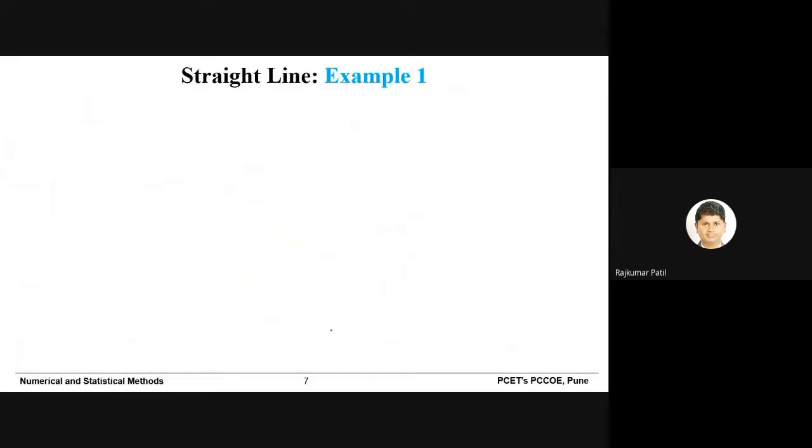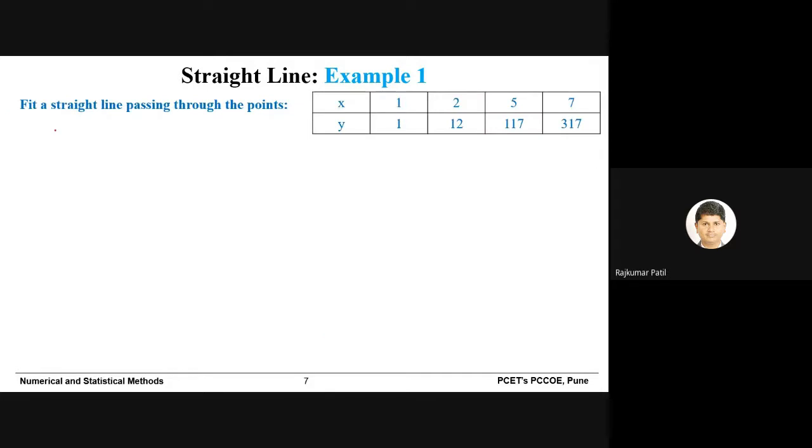Now we will take one example. Fit a straight line passing through the points, and the data points x and y are given to you. So in this particular problem, it is mentioned that a straight line you need to fit. The equation of the straight line is not given to you. So as we discussed in previous slides, we are taking the equation y is equal to A plus bx.